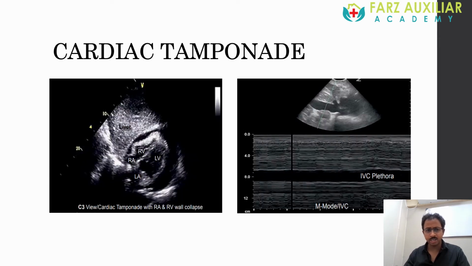Now this is the cardiac tamponade. Look at the RV collapse during the early diastole and look at the IVC plethora. If both things are there and the patient is having hypotension, we should be very cautious whether the patient is having any cardiac tamponade or not, and we should drain it or we should inform our cardiology team to look at it in an urgent manner.